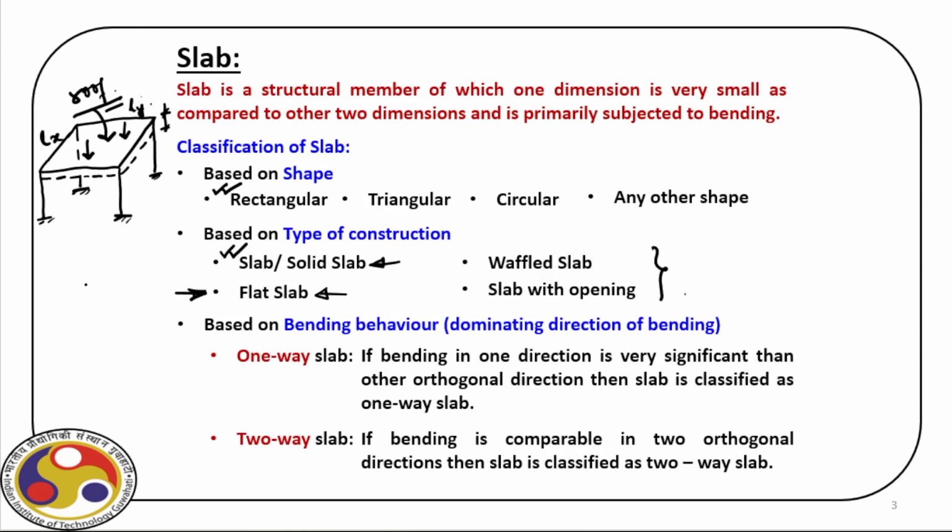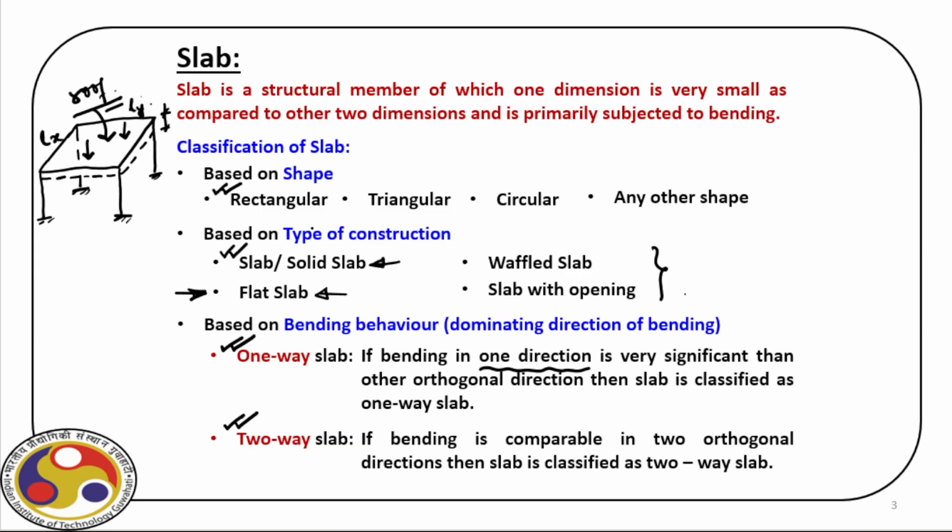Now beyond that, depending upon the dominant direction of bending, we can further classify the slabs into two categories. The first one is the one-way slab. Another one is what we call two-way slab. Now, as the name suggests, one-way slab has significant bending in a particular direction as compared to the other direction, and hence it is called one-way slab. So from that definition, we can sense for two-way slab, we will have bending in two orthogonal directions.